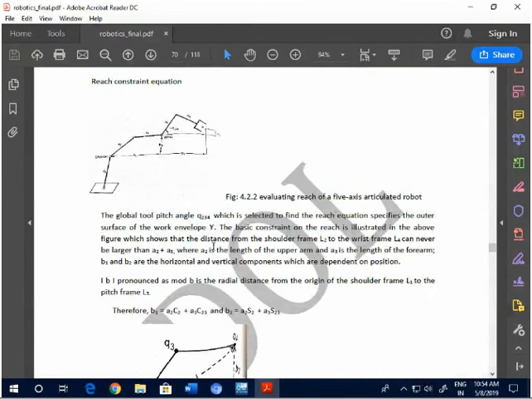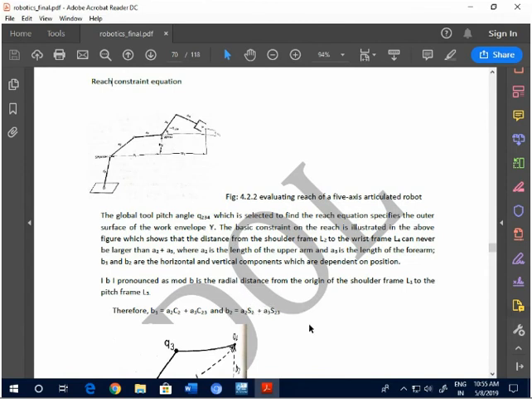If we try to write an equation of the total radial distance from the origin of the shoulder frame, from this end to this end, it will be equal to B1 equal to A2C2 plus A3C3, and B2 will be equal to A2S2 plus A3S3.